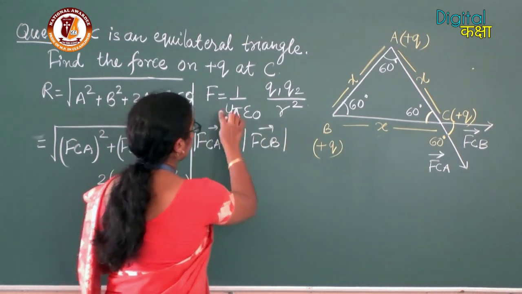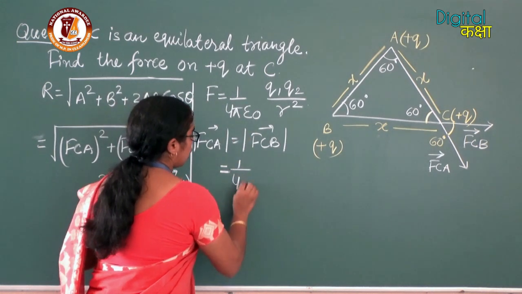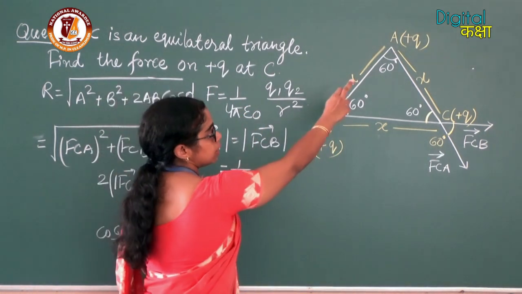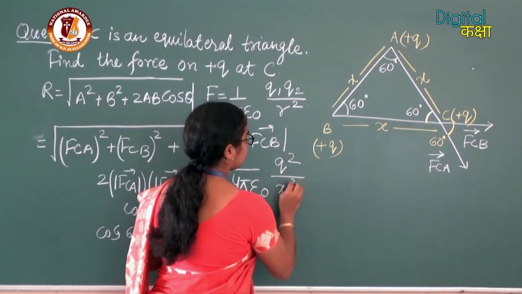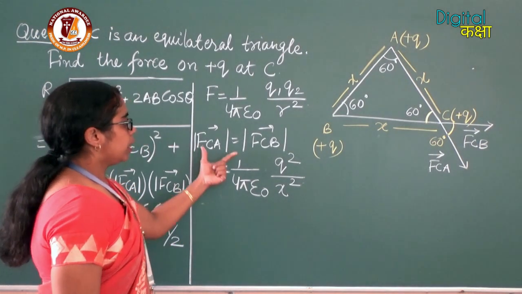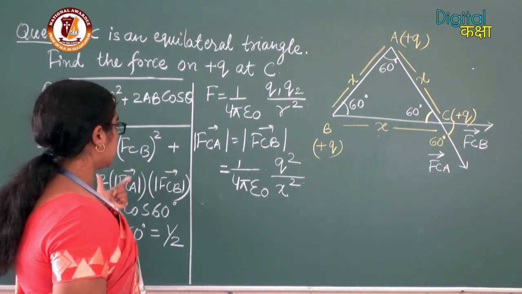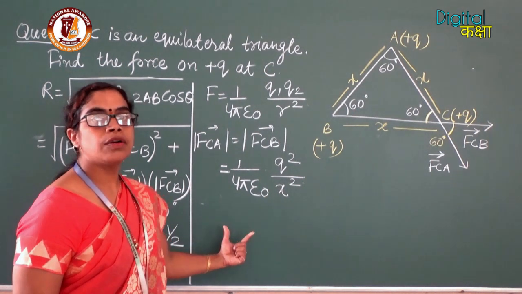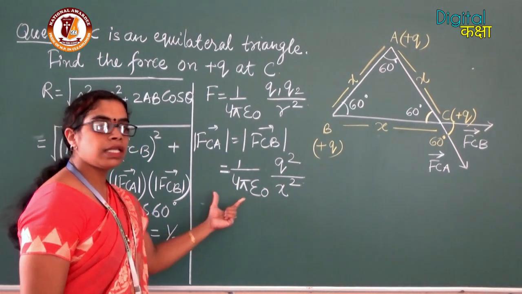Now let us see what will be their magnitude. Using this formula, it will come out to be 1 upon 4 pi epsilon naught, Q square upon x square, since it is Q multiplied by Q. So when we have got the magnitude, this magnitude can be substituted in this formula of the resultant in order to get the value. So the magnitude can be substituted at the end.